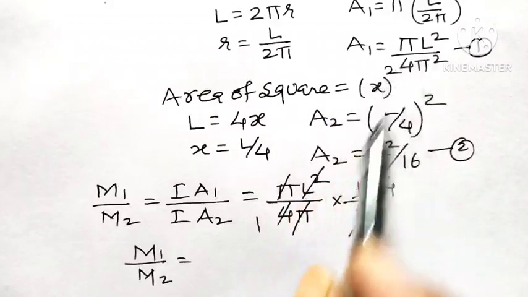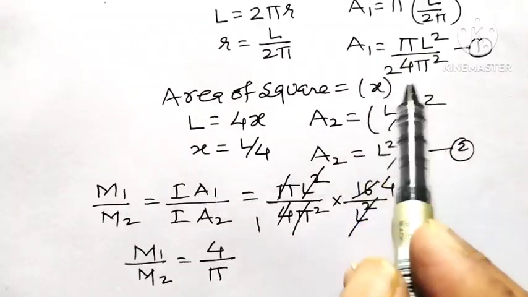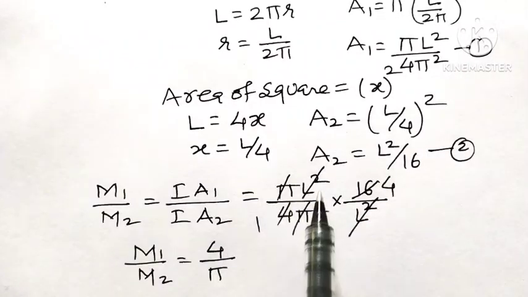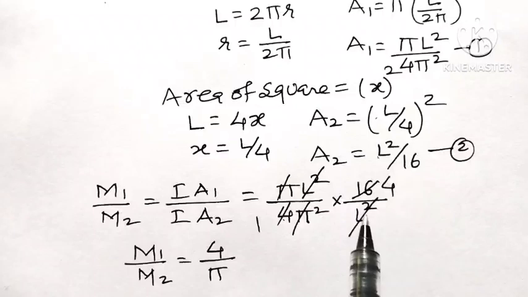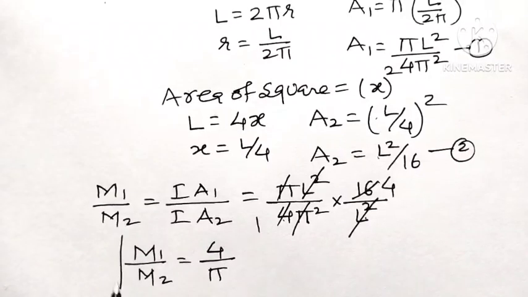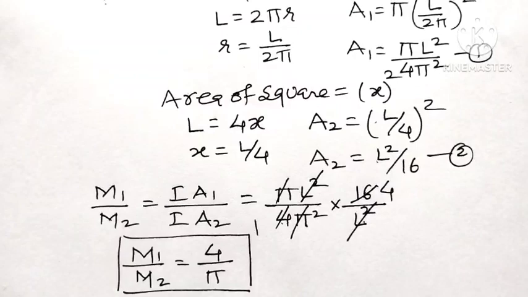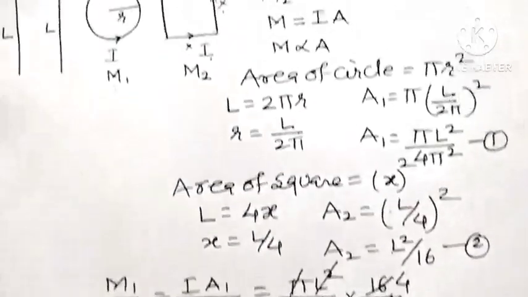A1 is pi L square divided by 4 pi square, so one pi will be left, and we get 4 divided by pi. So as A1 is pi L square upon 4 pi square and A2 is L square upon 16, this pi gets cancelled with pi, and we are left with 4 upon pi. So the ratio of the magnetic moment of the circle to that of the square is 4:2 pi.